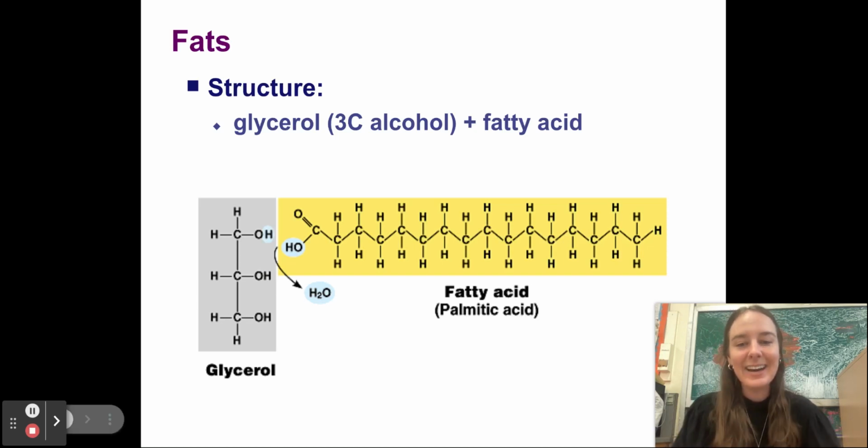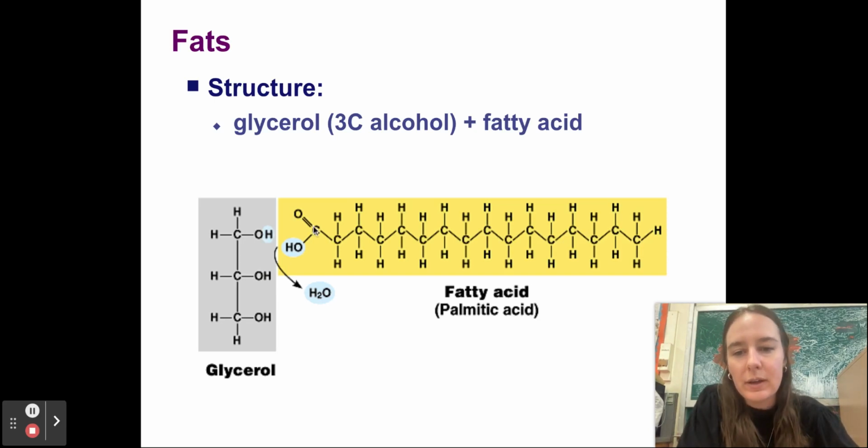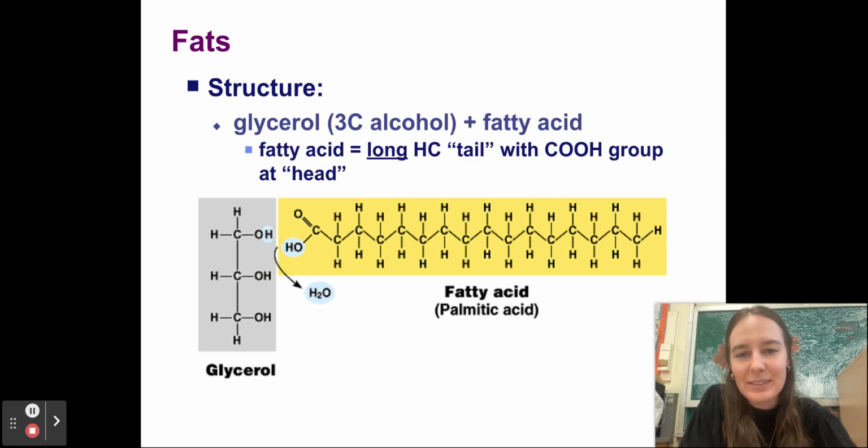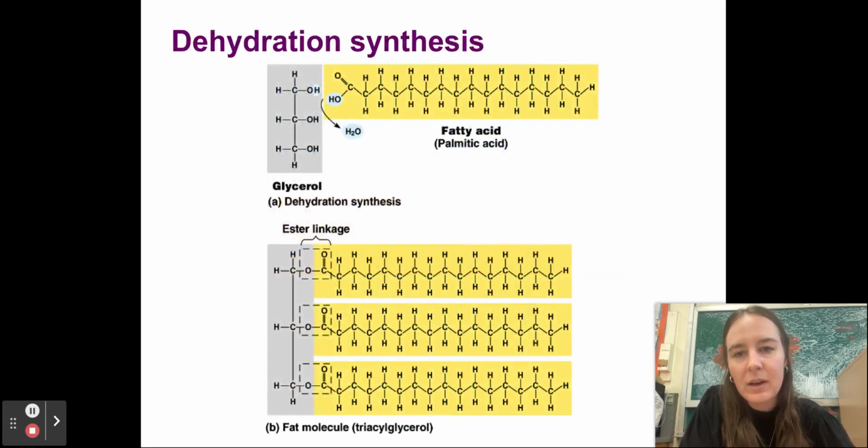Dehydration synthesis. Dehydration means to take away water. Synthesis means to put together. So this carbon here will be covalently bonded to this oxygen here. And now you have attached them. So that is the structure of that.